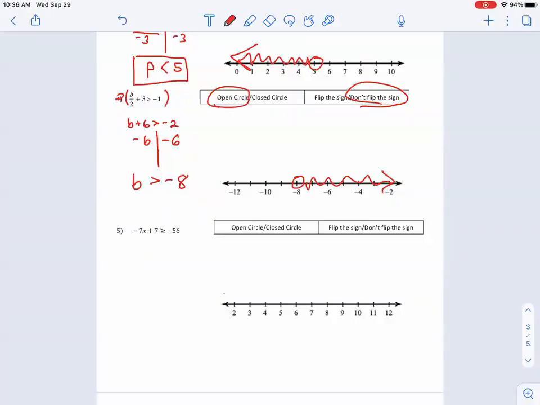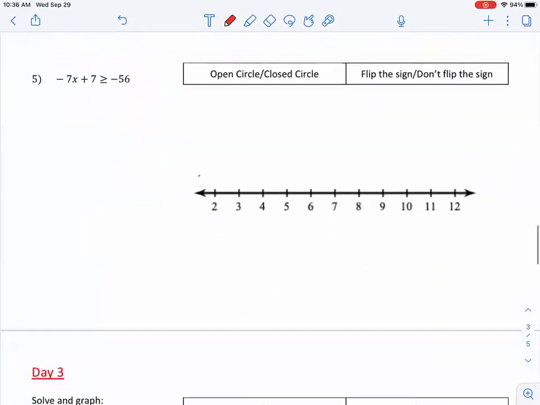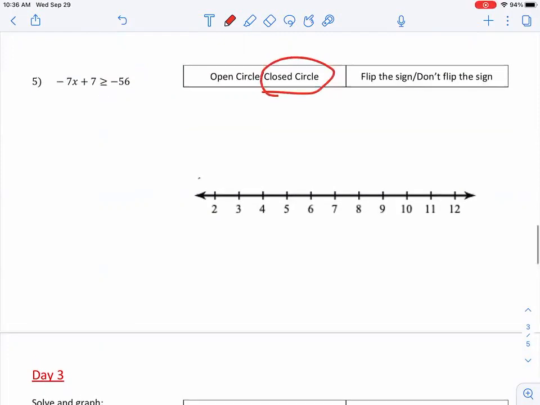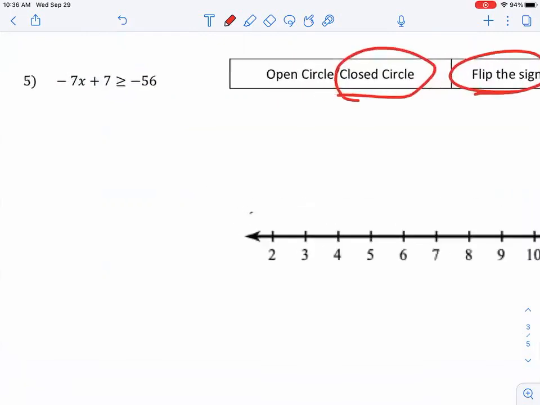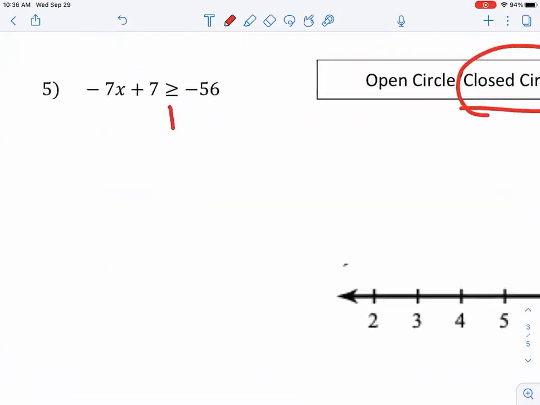All right, so let's take a look here. First, I know it's going to be a closed circle because of that little equal sign. And I know that I'm going to have to flip the sign because I have a negative coefficient. So I'm going to keep that in mind and I'm going to solve it using a little algebra.